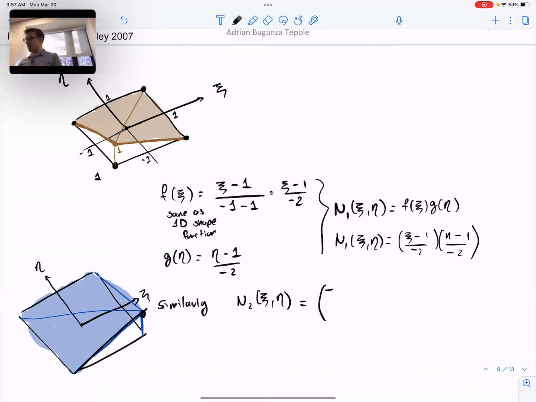So that one is going to be psi minus minus 1, so psi plus 1, over 1 plus 1. Again, that's the 1D shape function for psi that goes from 0 to 1. When psi equals minus 1 it is 0, when psi equals 1 it is 1. So it's basically this function right here. And then for eta, we still want the same one as before: something that goes from 1 to 0 as you go from minus 1 to plus 1. So eta minus 1 over minus 2. So this is the second shape function.